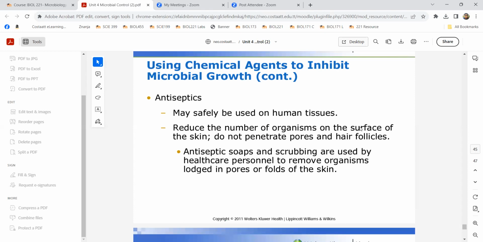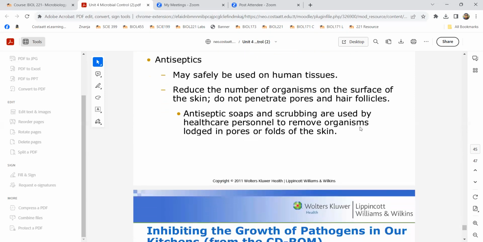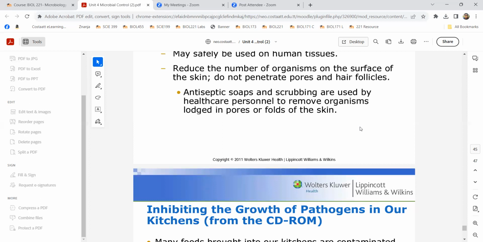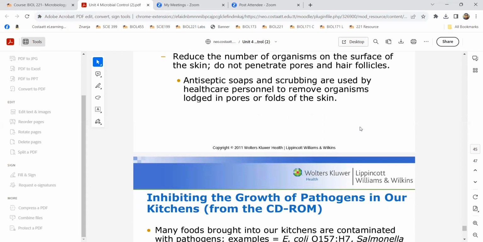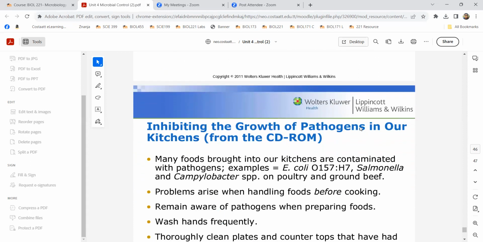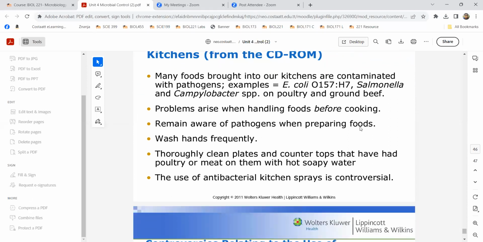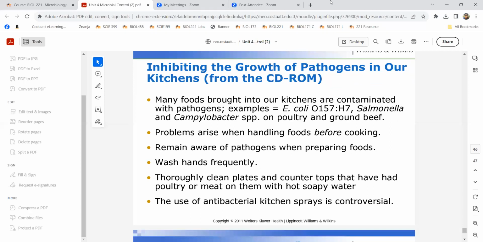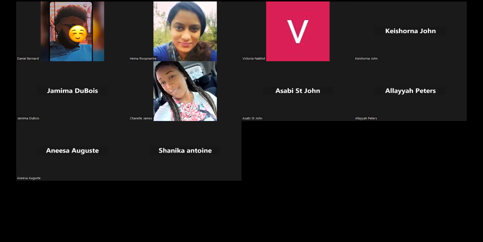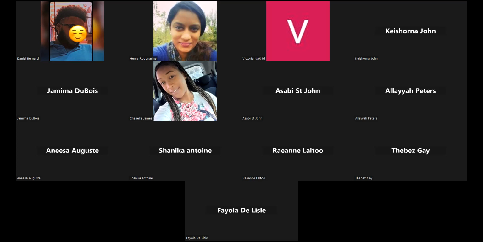Okay, so antiseptics are substances used on human tissues. They help to reduce the number of organisms on the skin while not penetrating your pores and hair follicles, so they're not going into your system to affect your body. All right, antiseptic soaps and so on can also be used. And the next two slides just talk about inhibiting growth of pathogens in kitchens and on toys. Those are two very controversial things, but since COVID, people's views have changed drastically on those things, right? So you can do a little bit of reading on that, and that would be a little homework assignment for you.